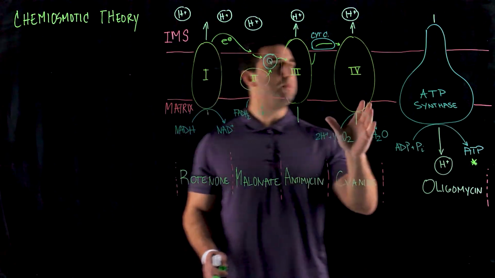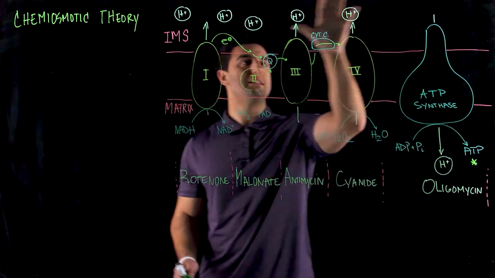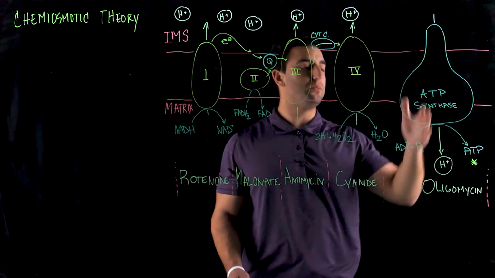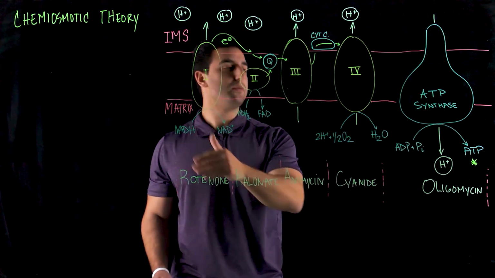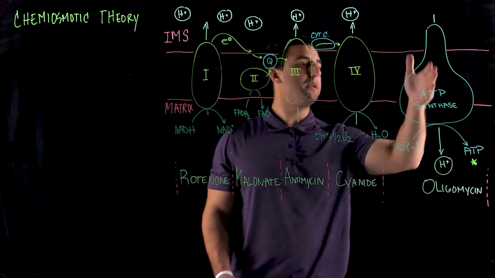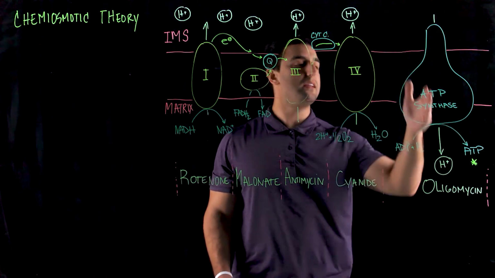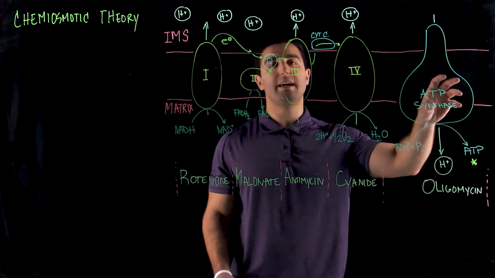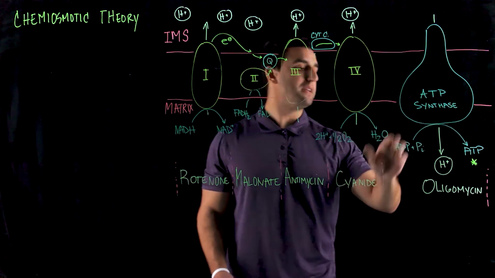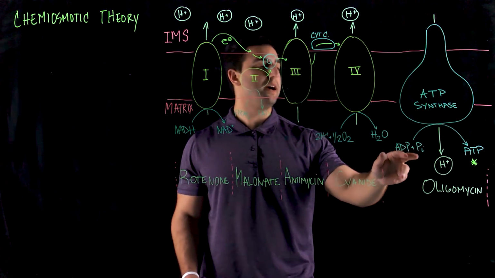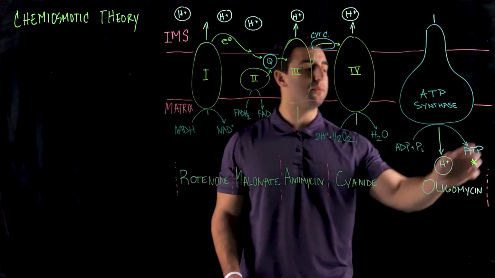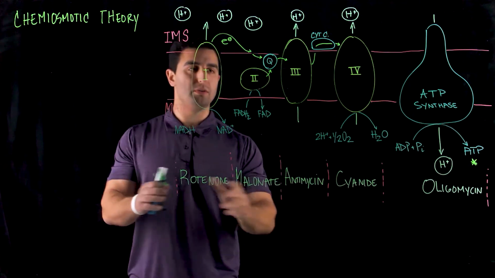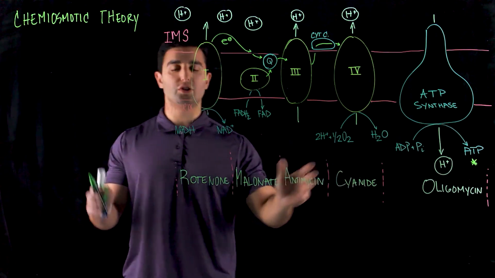Because of this gradient that is still created, there are too many hydrogens in the intermembrane space, and a lot of them need to re-enter the mitochondrial matrix. The way it does this is through the ATP synthase. ATP synthase brings in the hydrogens, and because of this change in gradient, it leads to the activity of ATP synthase, which makes ADP combine with phosphate to give you a final product of ATP. This is just a very small understanding of the electron transport chain.